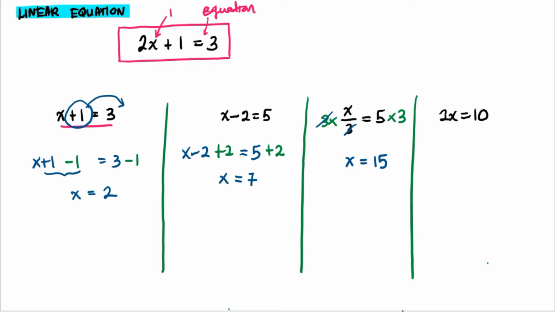The same goes for this one. Now the coefficient of x is 2: 2x is equal to 10. We want to make the coefficient of x equal to 1. So how do we do this? We have to divide by 2 on the left side. When we divide by 2 on the left side, we have to divide by 2 on the right side. So now this becomes x equals 5. That's basically the linear equations.